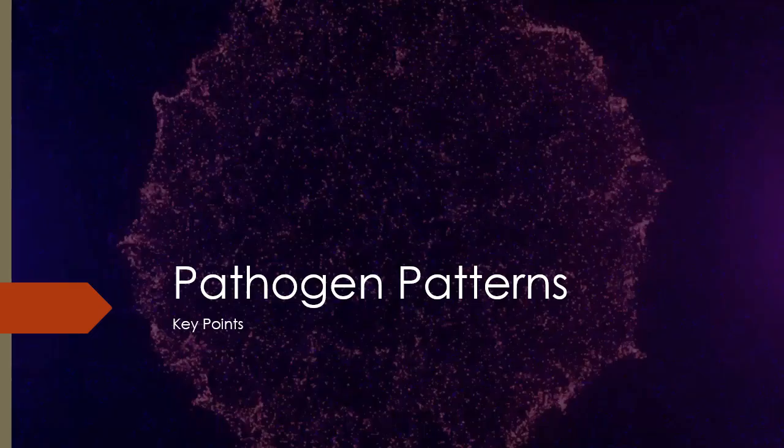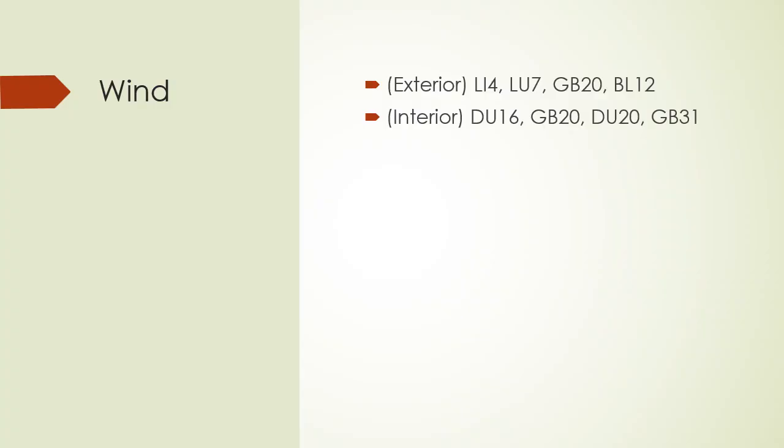Pathogen patterns. Pathogen patterns involve the 6 evils and secondary pathogens such as phlegm. For our 6 evils, very commonly we divide them into exterior and interior manifestations. For wind, the exterior manifestation typically involves the skin. It involves the invasion of wind into the striations or pores of the skin, and so we use points to help to regulate the surface and regulate sweating.